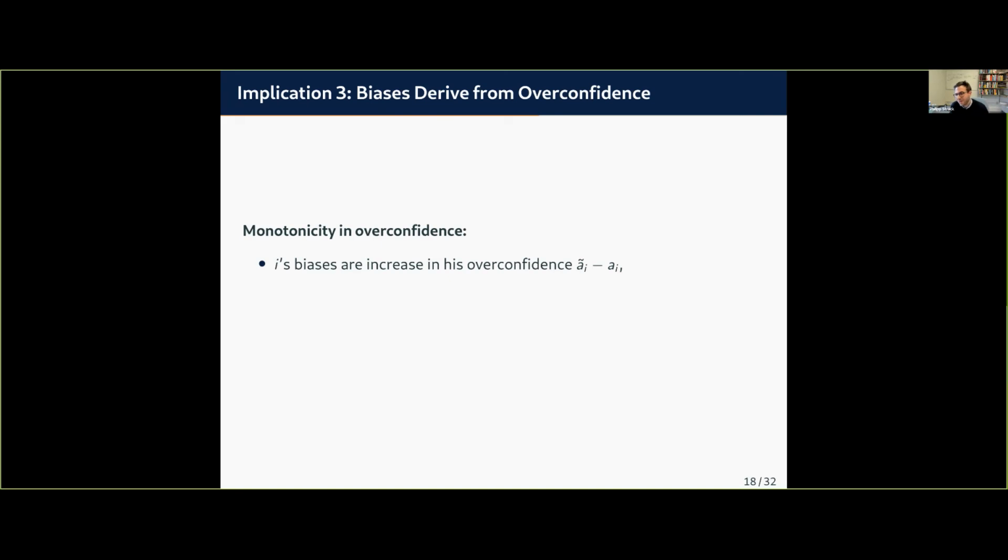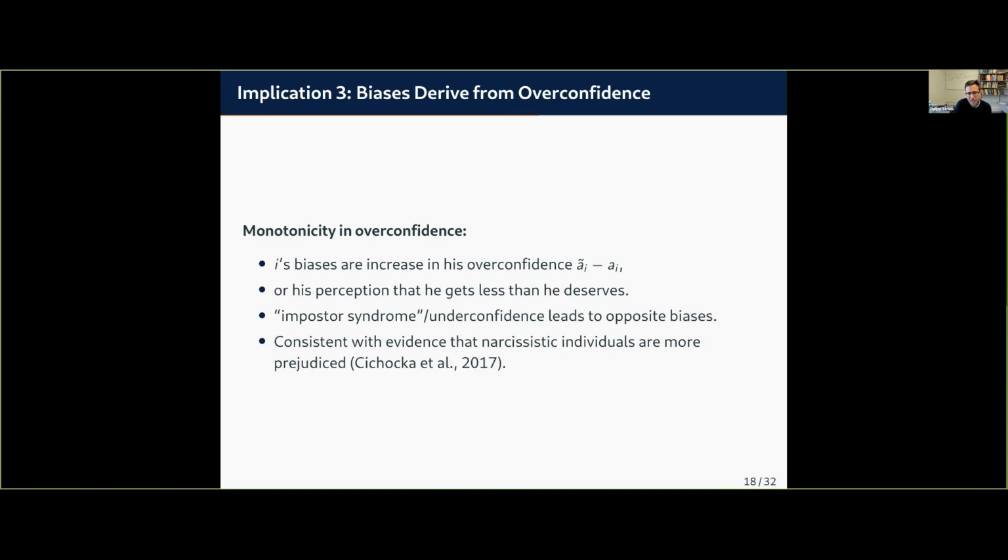So one prediction by the model is that people who are more overconfident should also be more biased. And that's also a very sharp prediction. And this is kind of in line with evidence from psychology that narcissistic individuals who tend to be much more overconfident are also more prejudiced. It's purely correlational, but there's a correlation between how much you overestimate yourself and how prejudiced you are against other groups and people. Can I ask you another question?